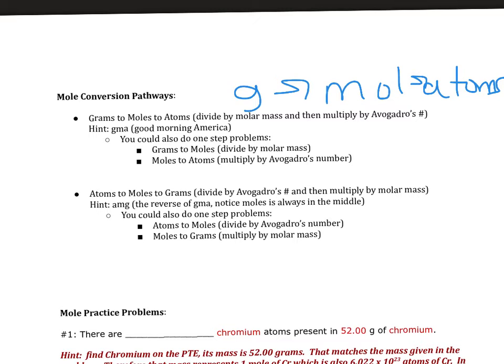And if you were given atoms and wanted to go to grams, you would do atoms to moles to grams. So if you're going to do grams to moles to atoms, you divide by molar mass, which is from the periodic table, and then you'd multiply by Avogadro's number. And if you wanted to break it down into one-step problems, grams to moles, you really are just dividing by the molar mass, which is the mass on the periodic table. And if you want to do moles to atoms, you're really just multiplying by Avogadro's number.